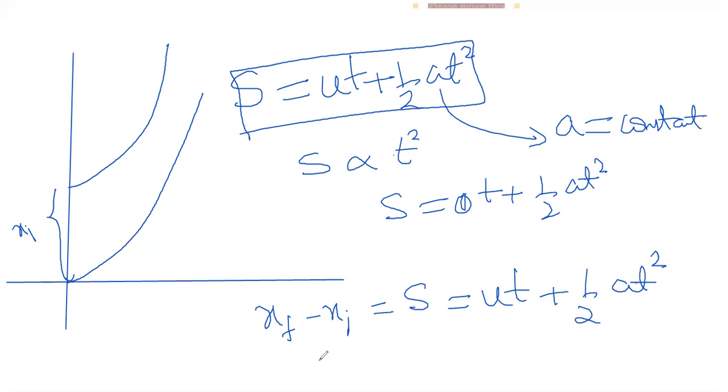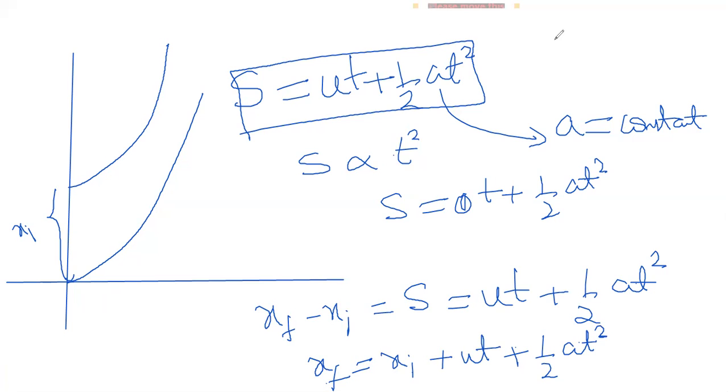If I want to write xf, xi will come to this side, right? xf is equal to xi plus ut plus half at square. This equation is very important for solving a lot of problems: parachute problems, balloon problems, an aeroplane dropping a bomb, height of a tower problems. We're going to solve them now. This is very, very important.